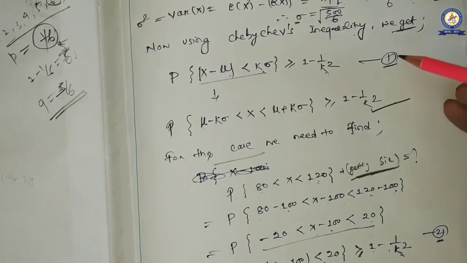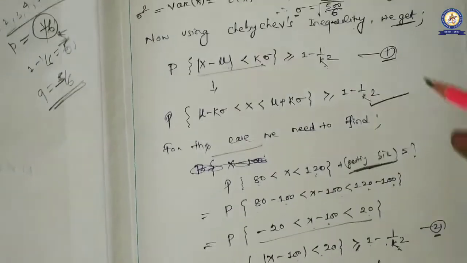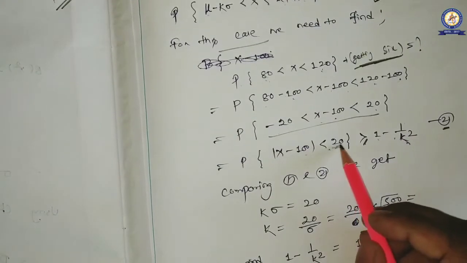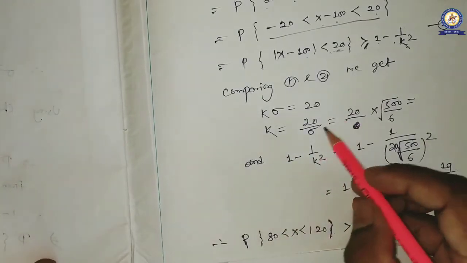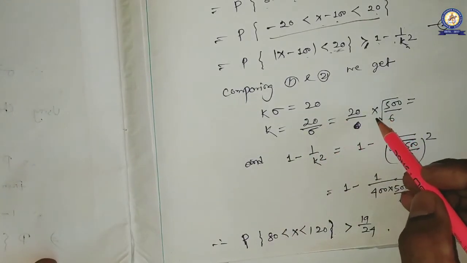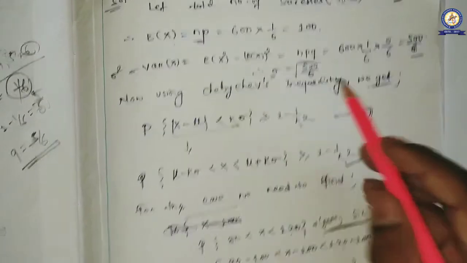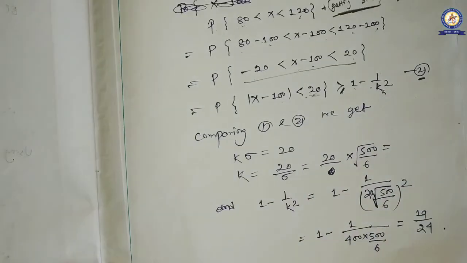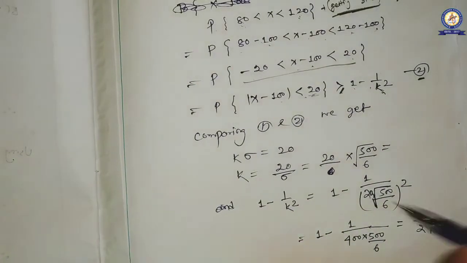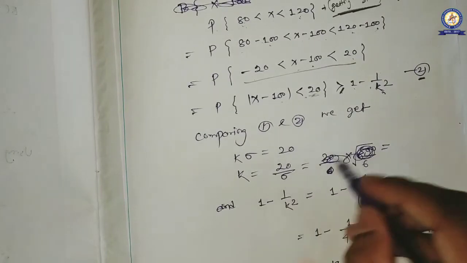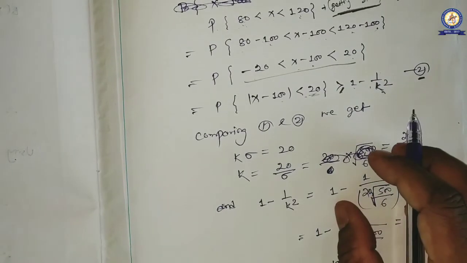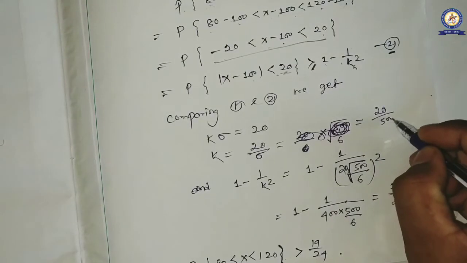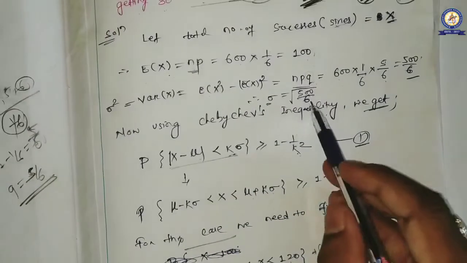Just compare equation number 1 and 2. You can find that k sigma will be nothing but 20. So obviously k will be equal to 20 by sigma, where sigma is nothing but root of 500 by 6. Here I somewhat mistakenly wrote it, so just write 20 by sigma. Sigma is your root of 500 by 6, right?